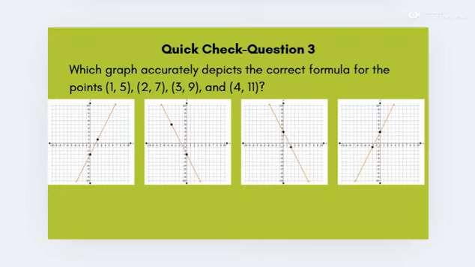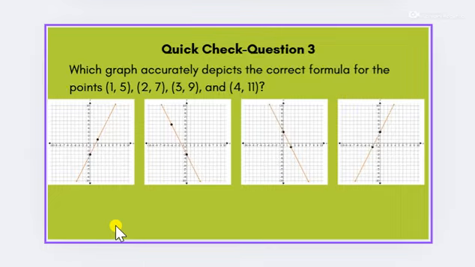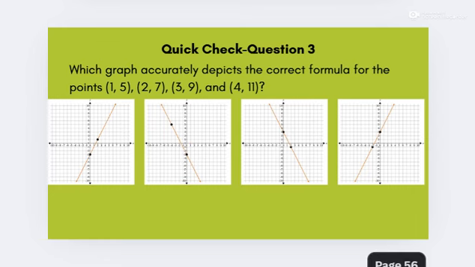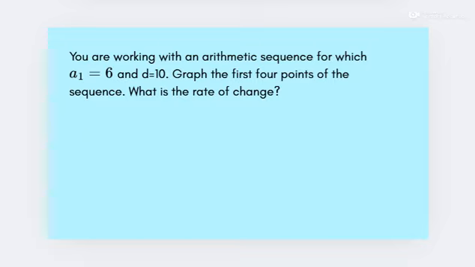Okay, go away. Quick check question number 3 says which graph accurately depicts the correct formula for the points (1, 5), (2, 7), (3, 9), and (4, 11). This is really easy. You just need to find the point (1, 5). So you do the x value first, then the y, and see which of these has all 4 points on it. Back to the lesson.